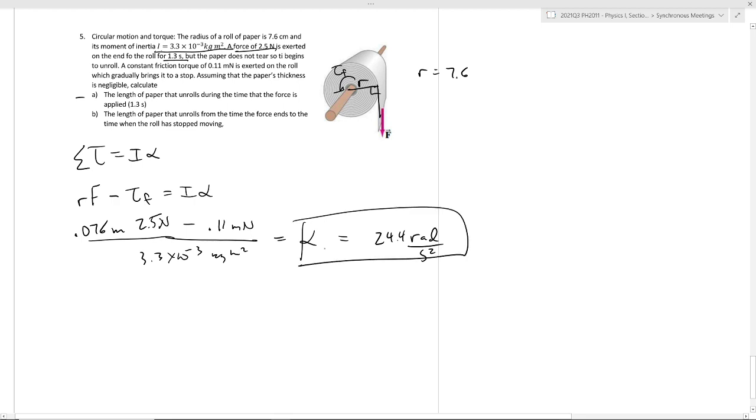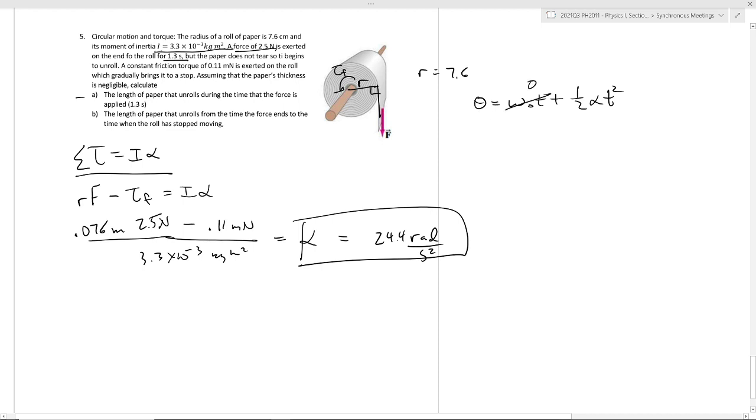Now, if we have alpha, there's still a couple steps that we need to use to figure out how much it's going to unroll. So far we've made use of our torque relationships. Now we basically need to make use of our rotational kinematics to connect alpha to how far it unrolls. So if we look at our theta as a function of time expression, now that we have alpha, we can find theta, and if we have theta, we can find the length.